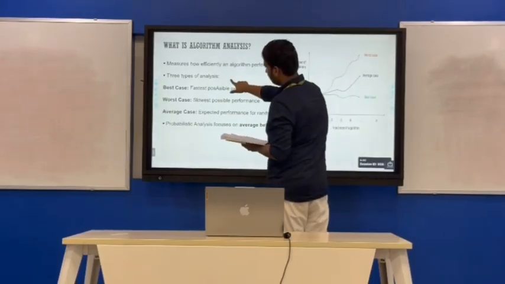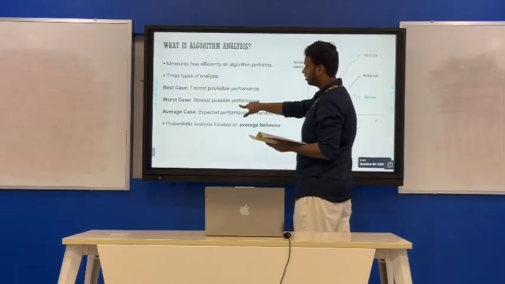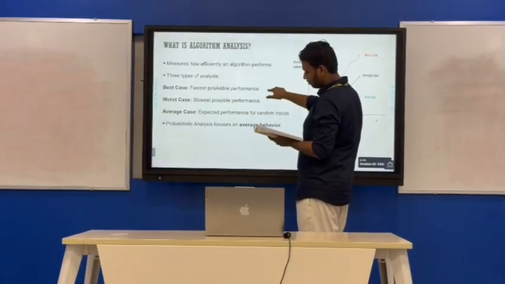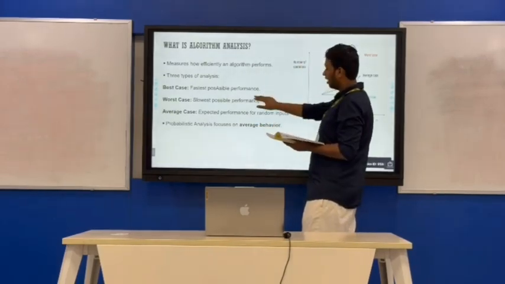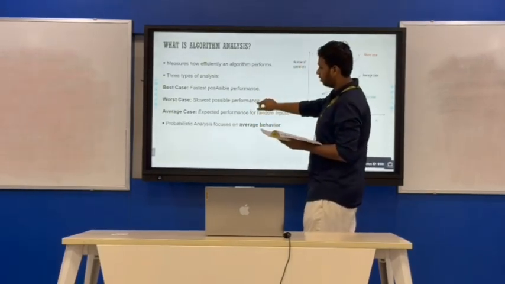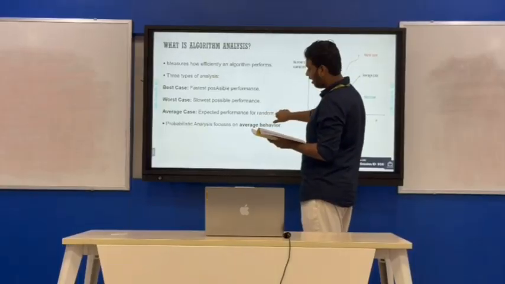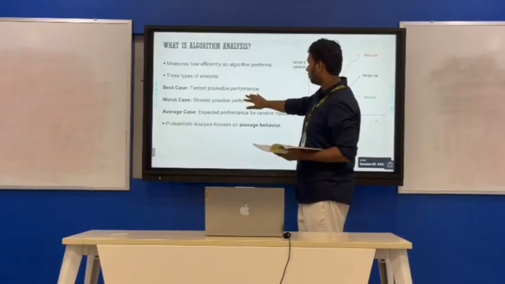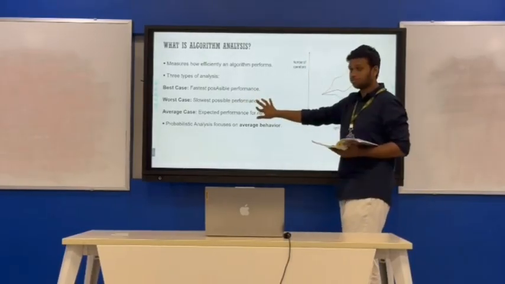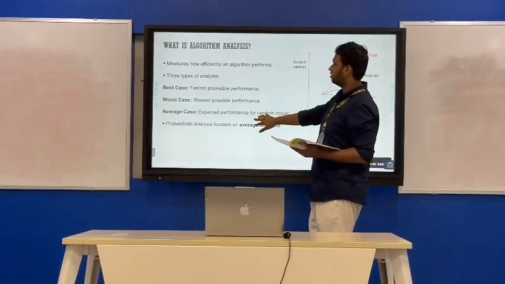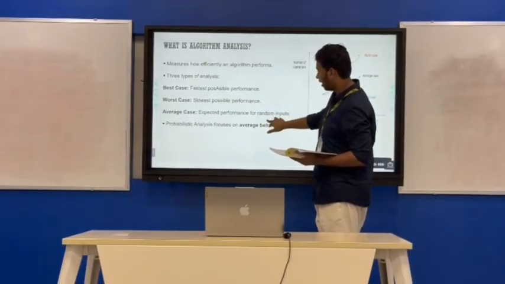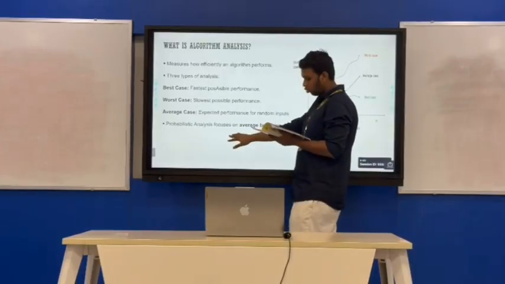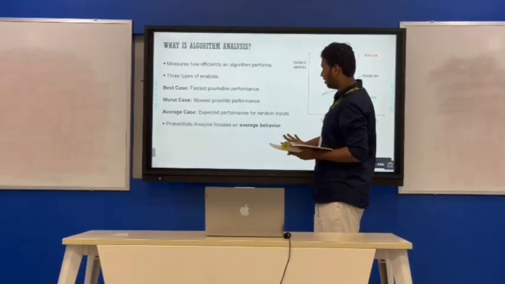There are three cases of analysis: best case, worst case and average case. Best case is when the input is very favorable, worst case is when the input is extremely unfavorable, and average case is what typically happens on common inputs. Best case is nothing but the fastest possible performance, worst case is nothing but the worst possible performance, and average case is nothing but the expected performance for random inputs. Probabilistic analysis is a mathematical method used to understand this average case behavior.